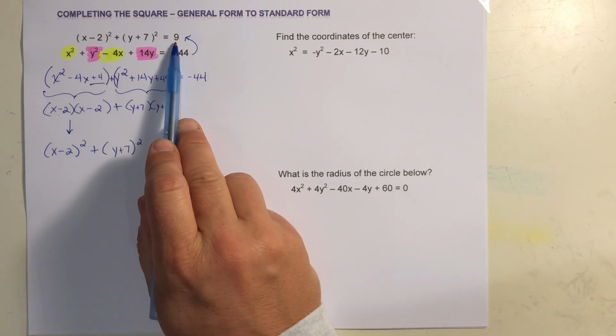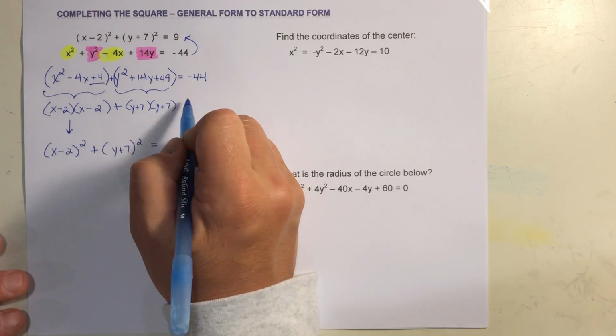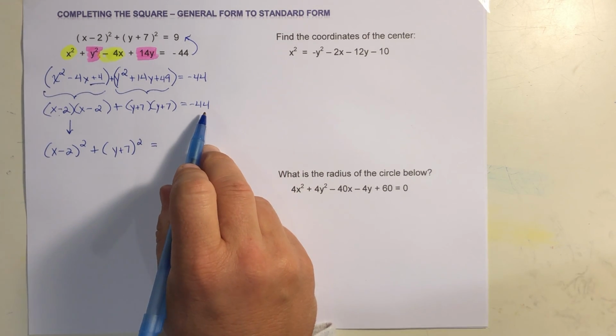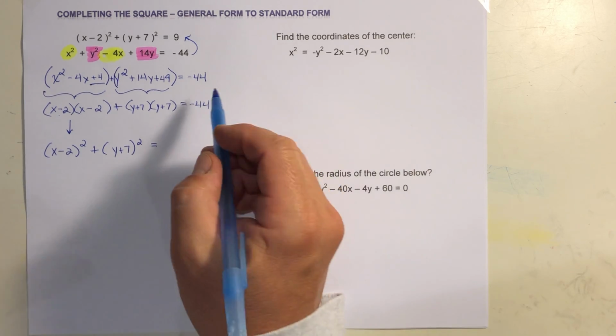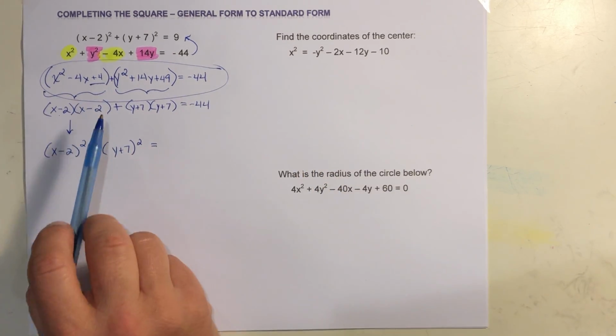We should remember that the radius squared was 9, right? The radius was really 3. But I want you to notice what I have here: I have negative 44 on the other side, and obviously that doesn't match up. But I need you to look at this step right here, okay? This is where I want you to focus. Think about what we did here.